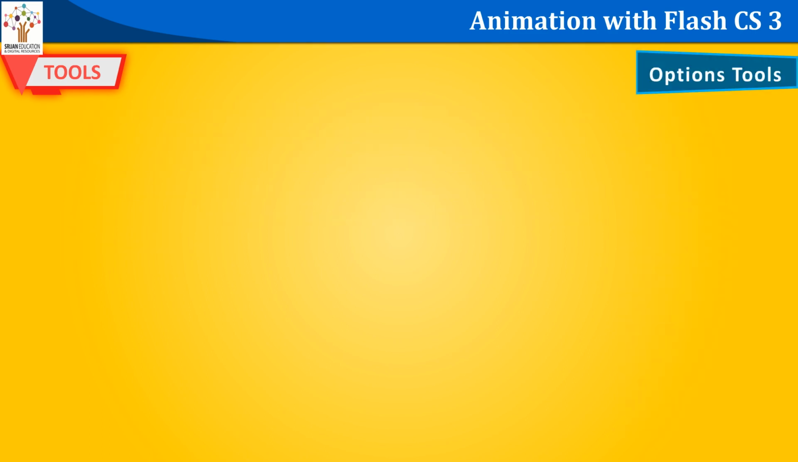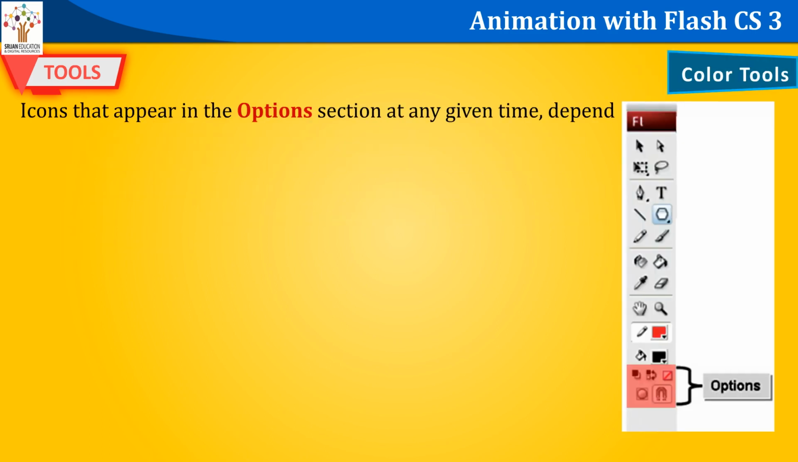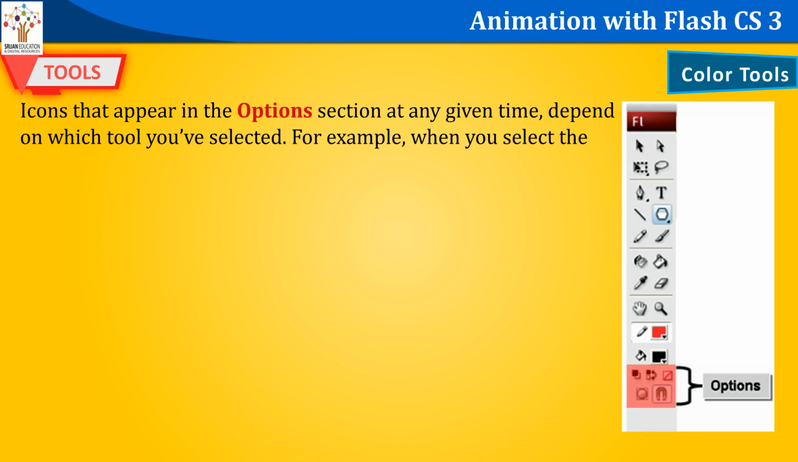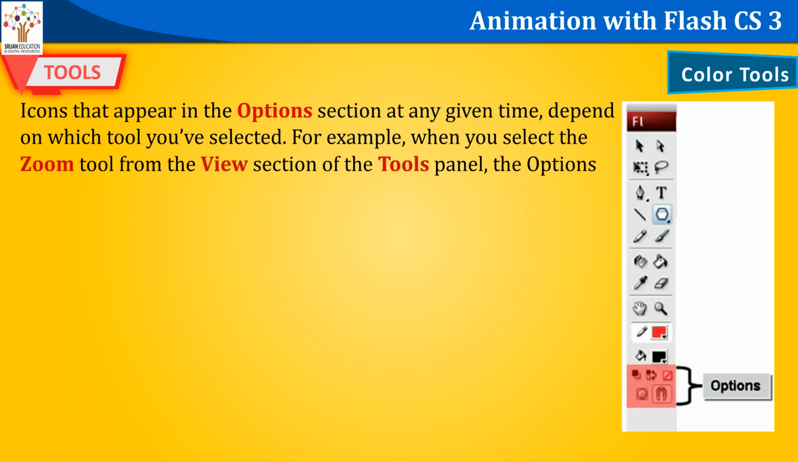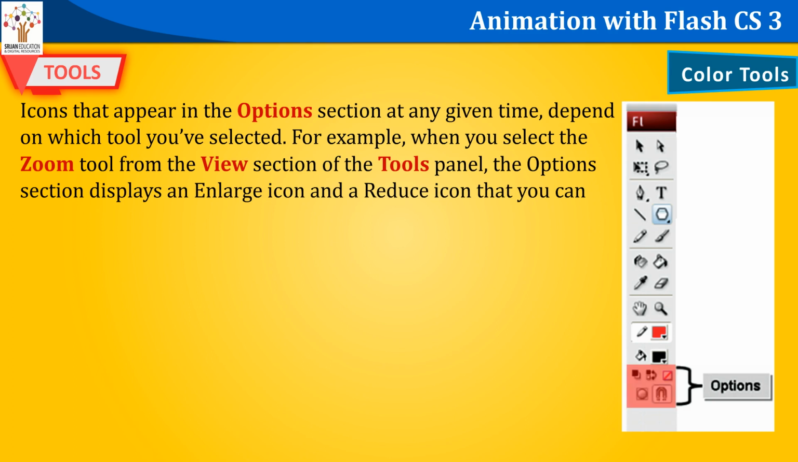Options tools. Icons that appear in the Options section at any given time depend on which tool you have selected. For example, when you select the Zoom tool from the View section of the Tools panel, the Options section displays an Enlarge icon and a Reduce icon that you can use to change the way the Zoom tool works.